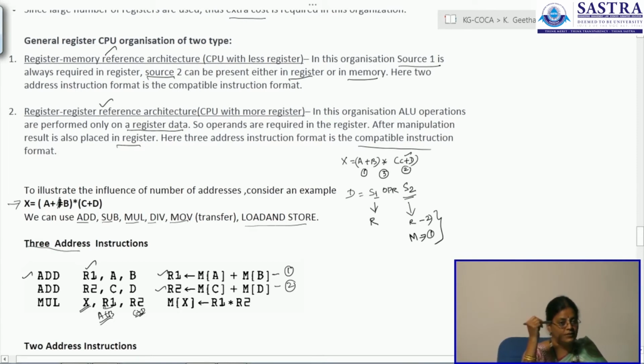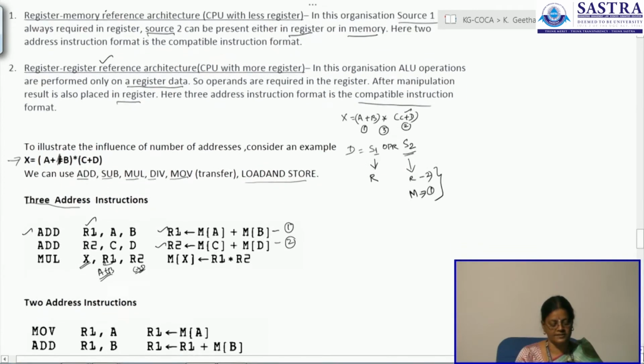So whenever we are using 3 address, a single instruction itself will be able to handle both the inputs and also store the result back in the destination. So whenever we adopt 3 address instruction to implement this operation, it's enough that with 3 instructions we will be able to do the exact operation. Now the same thing can be compared if it is going to adopt 2 address instruction format.